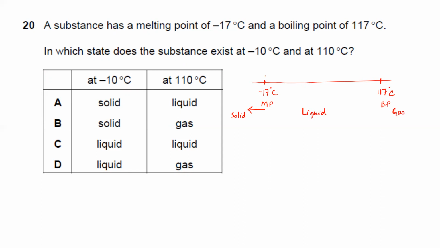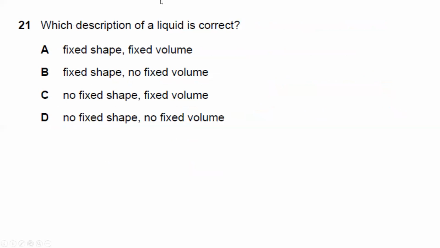So currently we are at say -10. So -10 degrees is here, 110 degrees is somewhere here. So this is say our 0 degrees. On the scale, we can see that we are in the liquid region. So at 10 degrees we are liquid, at 110 we are in liquid. So answer C will be the best choice we have. Next question.